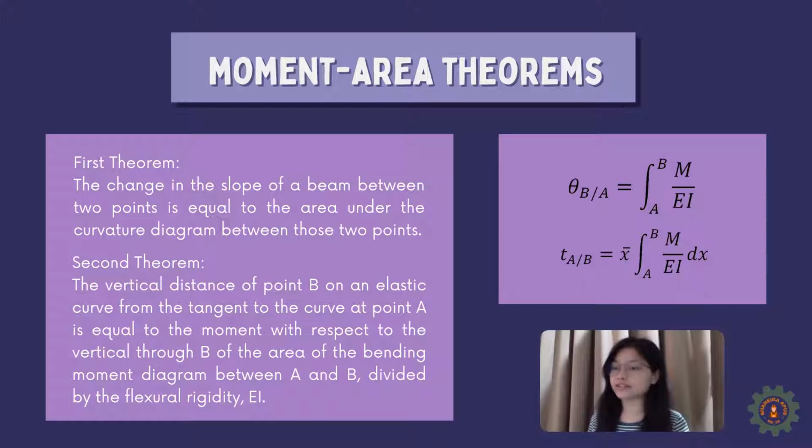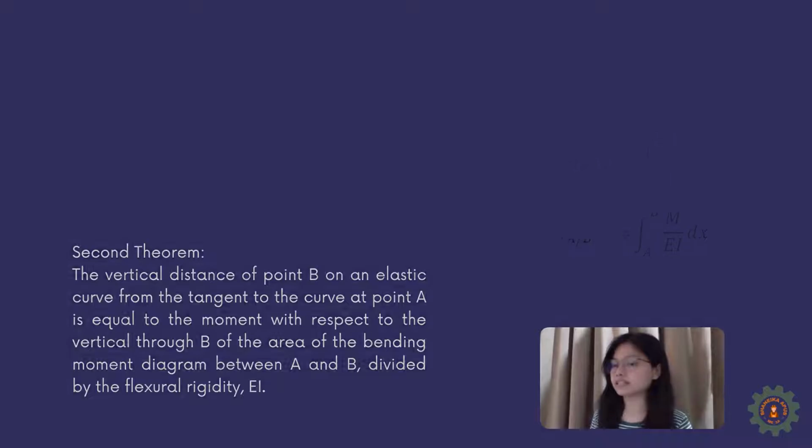For the second theorem, the vertical distance of point B on an elastic curve from the tangent to the curve at point A is equal to the moment with respect to the vertical through B of the area of the bending moment diagram between A and B divided by the flexural rigidity EI.